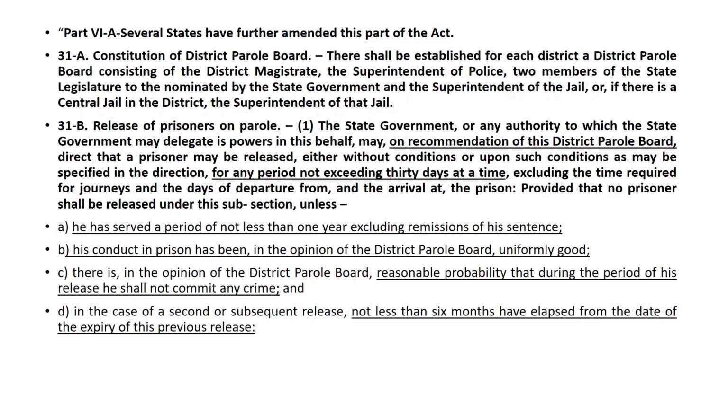His conduct in the prison has been satisfactory in the opinion of the jail administration, or rather in the opinion of the district parole board, and there is also no reasonable probability that during the period of his release he shall commit any crime. That means, during the period when he is released on parole, he would not commit any crime, and if he has already got a similar kind of benefit earlier, there has to be a gap of 6 months.